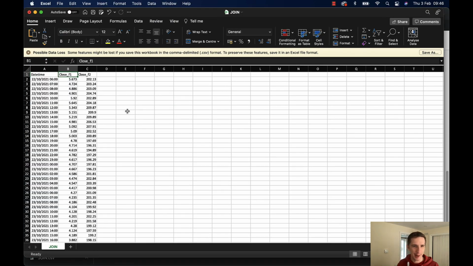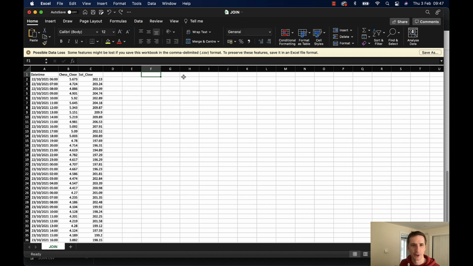Now let's label these columns slightly differently. I'm going to call this Chess close, and then I'm going to relabel this one as well, and we're going to call this Sol close. I could have done that in the platform, but I'm just going to do it here because I forgot to do it.